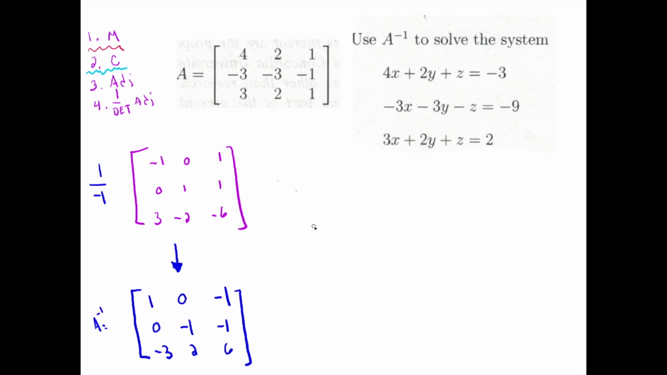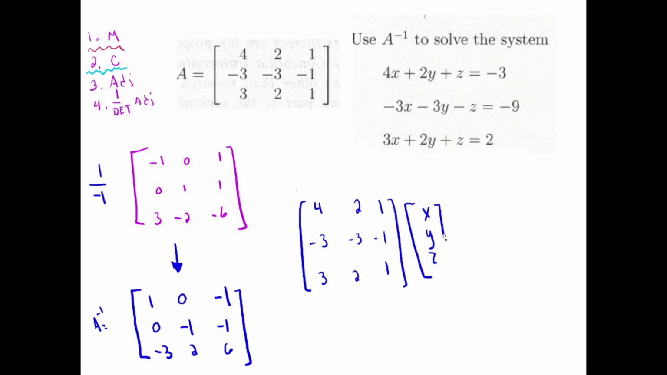So the last step of this problem is to figure out what the solution to the system is. So here we can rewrite this set of linear equations. We have 4, 2, 1, -3, -3, -1, 3, 2, 1. And we can see here that this is in fact our original matrix A. Now we can do X, Y, Z here because this first column is X, this is Y, and this is Z. And all of this is going to be equal to -3, -9, 2.